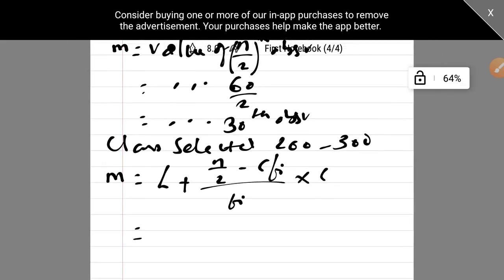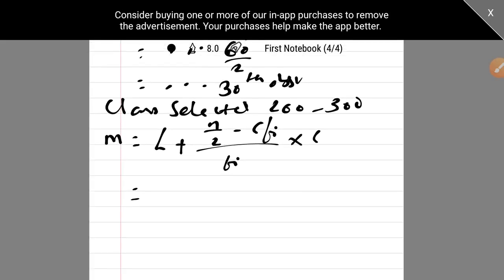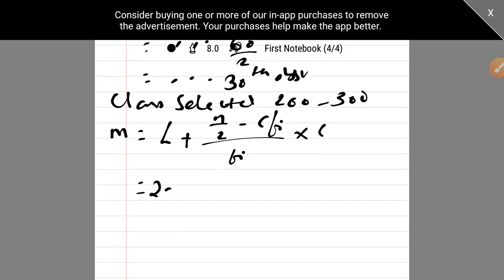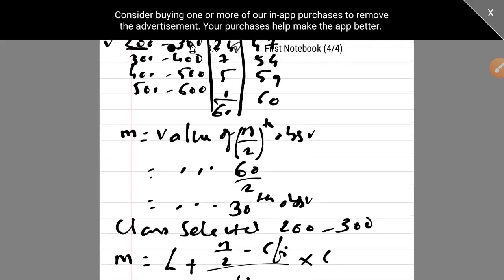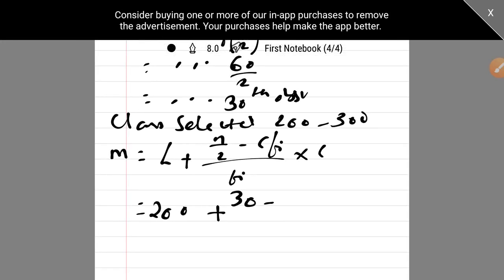Now what is L? L is 200, as I told you that class is 200 to 300. So 200 is your L, plus n by 2. N is 60, so 60 by 2 is 30. So your n by 2 is 30. Now CF is the cumulative frequency of the previous class. So if you did 200 to 300, then cumulative frequency of 100 to 200 you have to take. So you need to take 23 here.